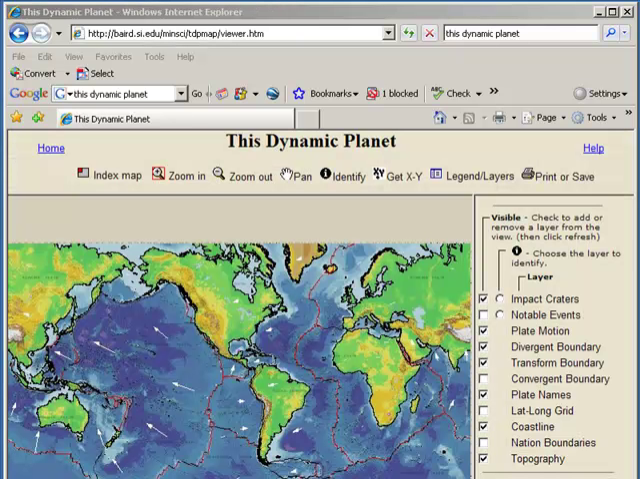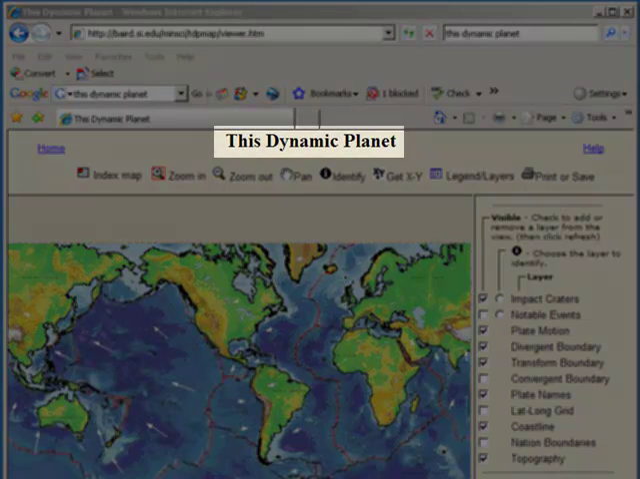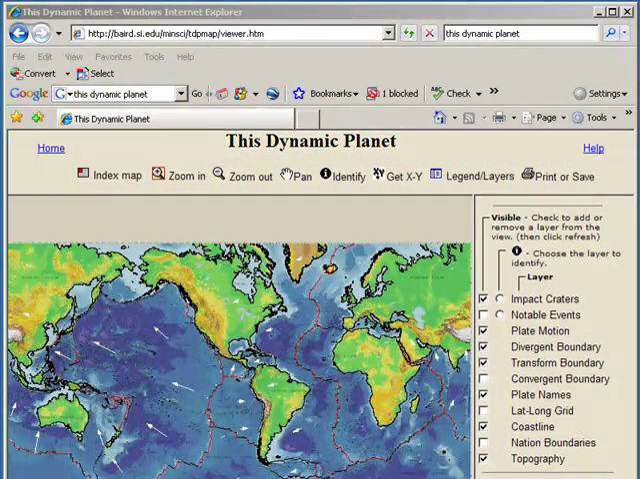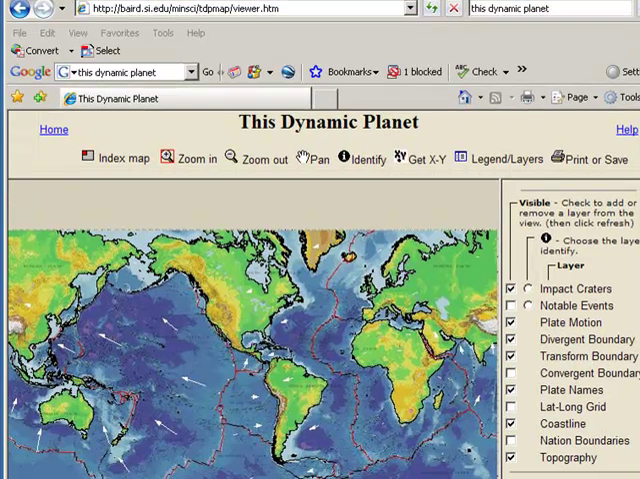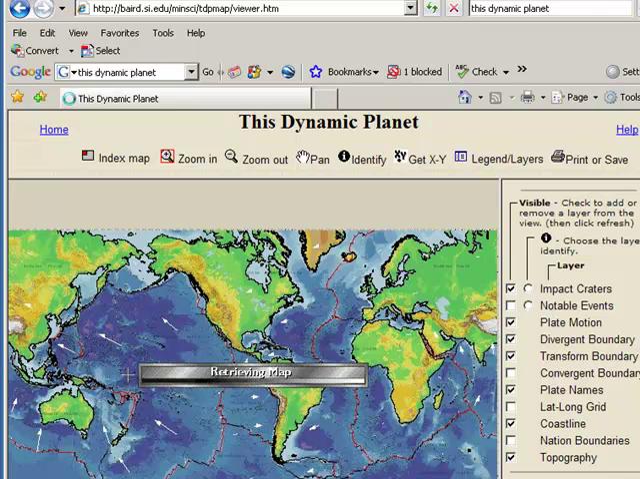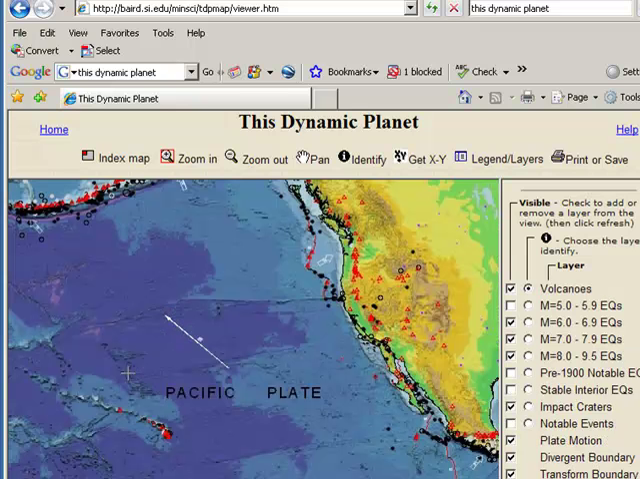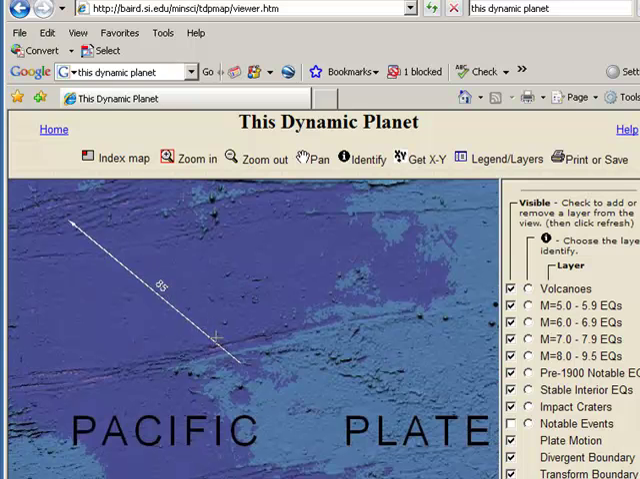Another resource that shows very well the power of using GIS on the web is a site called This Dynamic Planet. It's jointly published by the U.S. Geological Survey and the Smithsonian Institution. This Dynamic Planet shows us plate boundaries, earthquakes, volcanoes, and even impact craters. It also allows us to do things like look at the rate of plate movement over time. If I zoom in here on the Pacific Plate, I see that this part of the Pacific Plate is moving at 85 millimeters per year.